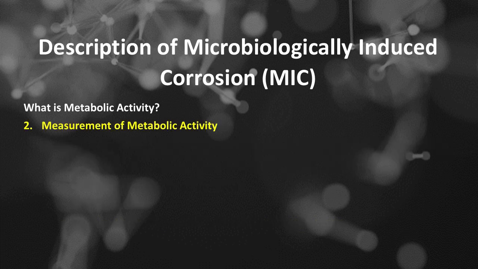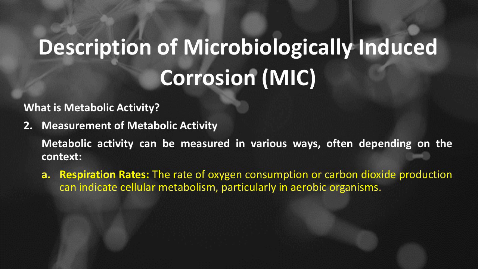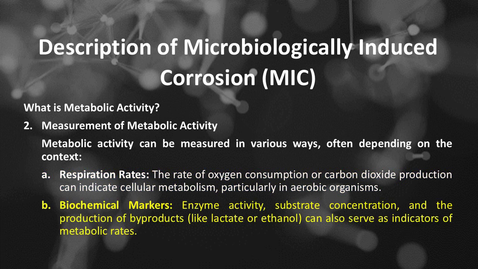Number 2 is measurement of metabolic activity. Metabolic activity can be measured in various ways, often depending on the context. Number A, respiration rates. The rate of oxygen consumption or carbon dioxide production can indicate cellular metabolism, particularly in aerobic organisms. Number B, biochemical markers. Enzyme activity, substrate concentration, and the production of byproducts, like lactate or ethanol, can also serve as indicators of metabolic rates.